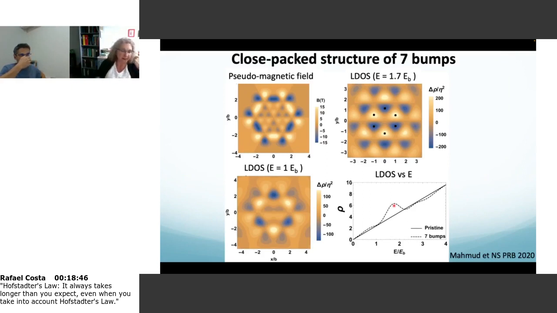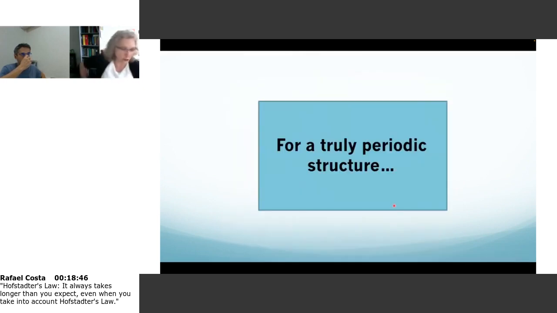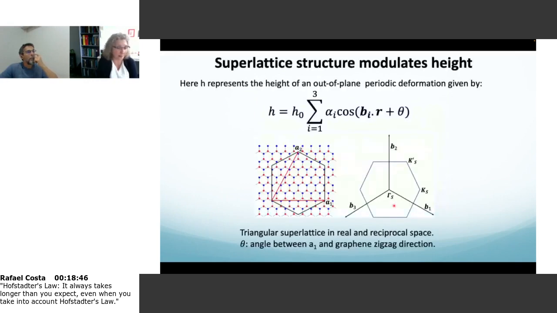But with a finite system size like this, there is not much more that we can say. So we say, well, there is no more solution than to go to a truly periodic structure, okay? And a truly periodic structure means working with something that is extended all over the space. Or, if you want, that imposes a superlattice structure. It acts as a superlattice potential on the graphene membrane.